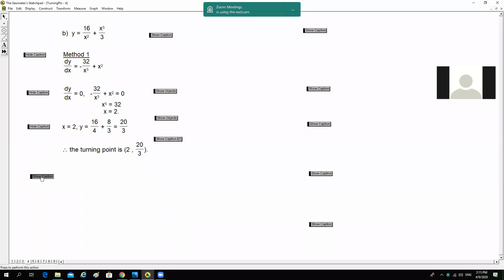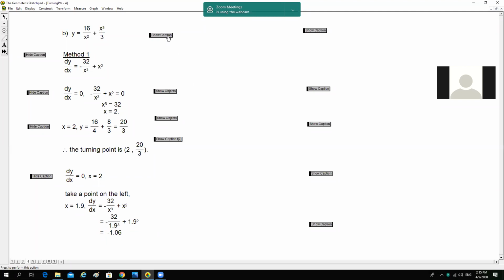So the first method, take 1 point on the left. You see this one is 2, so the point on the left is 1.9. Just take a difference of 0.1. It is just arbitrary. It can be any point as long as it is on the left. So you substitute inside, and you find out that the gradient is negative.